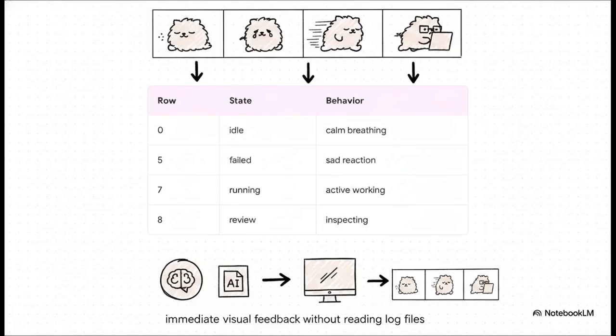If you peek under the hood at how this works, the animation file is actually just a sprite sheet grid. It maps directly to Codex's real-time status, changing rows based on whatever the AI is doing at that exact moment. So row 0 is your idle state, usually just calm breathing. But then, say you get an error. It jumps to row 5, which triggers a failed state with a sad or deflated reaction. Row 7 is for when the code is actively running, and row 8 shows the pet in a focused review state. Basically, it gives you immediate visual feedback without you ever having to dig through a log file.